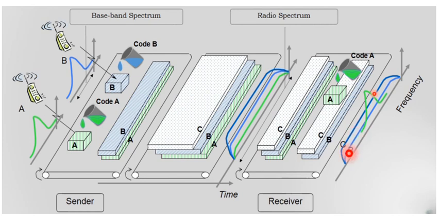Now one of the reasons why the receiver was only able to decode user A's message is that the receiver only had that code that was applied by user A while encoding the message. So this is all about CDMA.